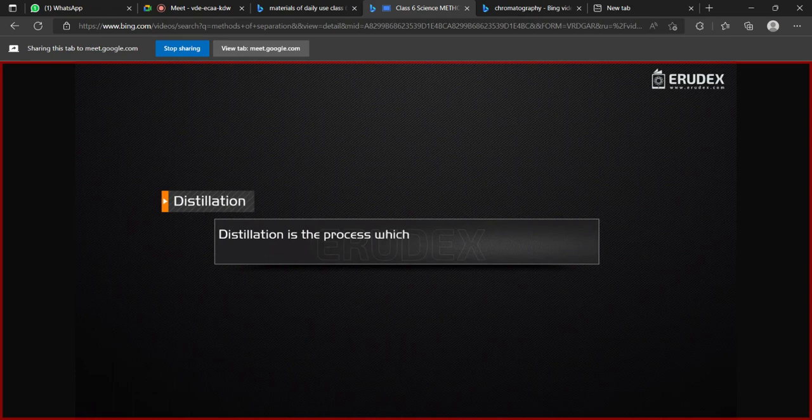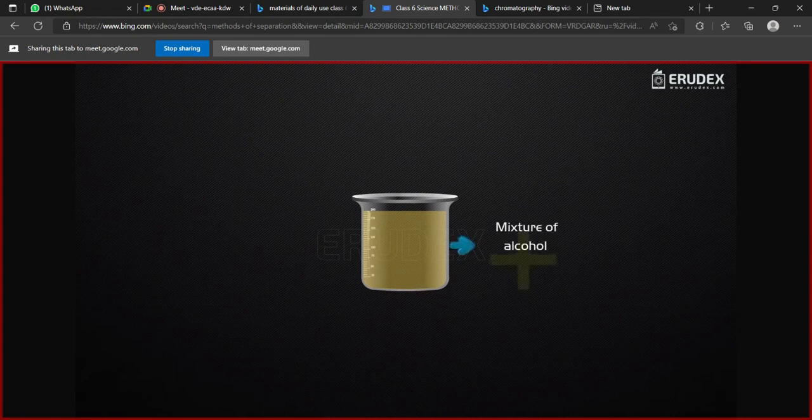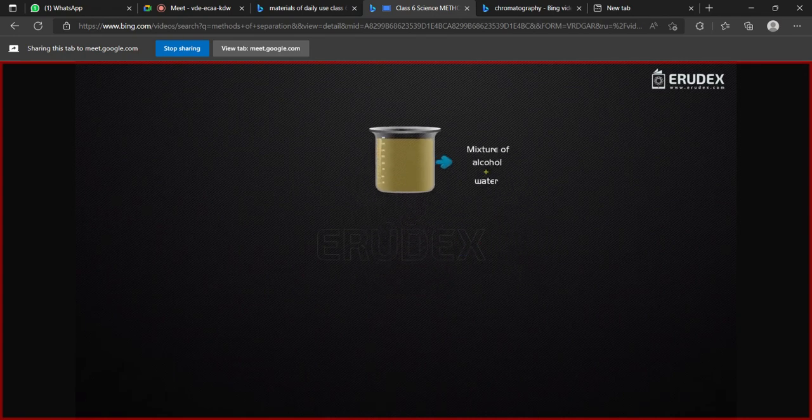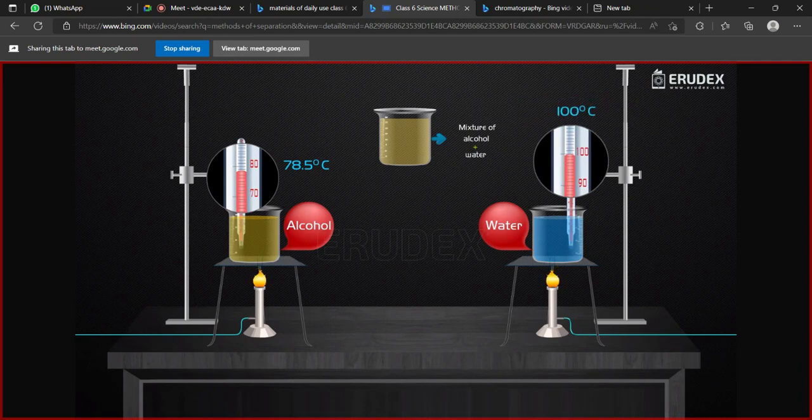Distillation is the process which involves the separation of two miscible liquids that boil without decomposition. Take a mixture of alcohol and water. They are completely miscible. Alcohol boils at 78.5 degrees Celsius and water boils at 100 degrees Celsius.